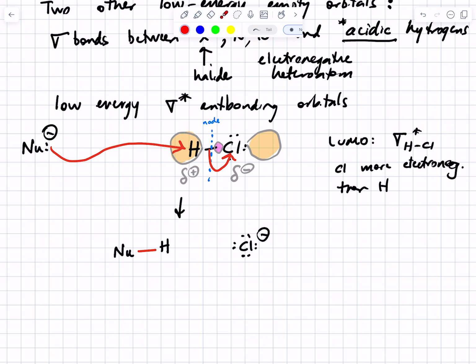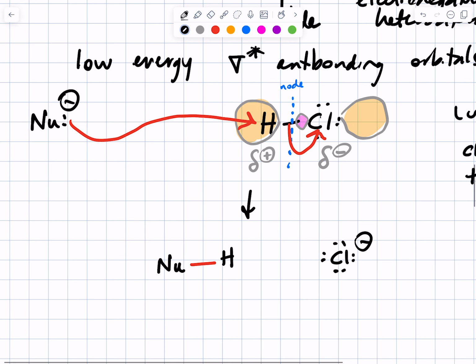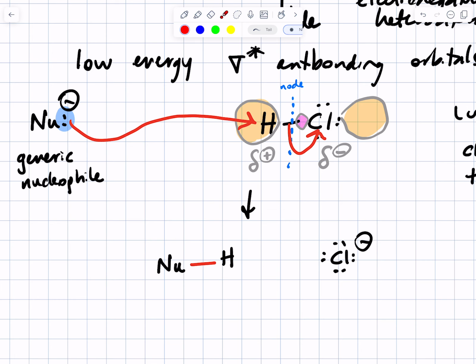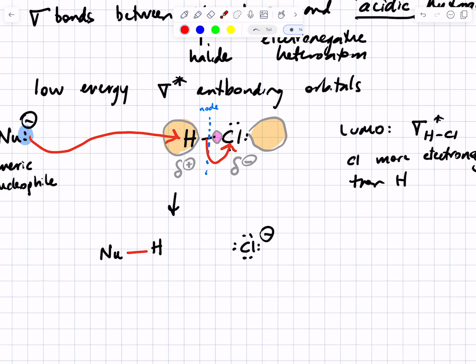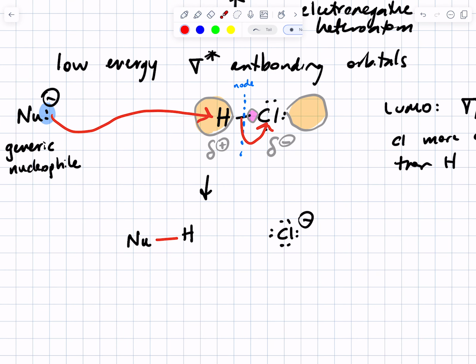Okay, so the N here represents a generic nucleophile, and the two dots and the negative charge just say, hey, this thing is really electron rich, and that lone pair is the HOMO of the nucleophile, whatever it is. And so then it goes and kicks out chlorine and bonds with the hydrogen, and donates the bond between those two, donates the lone pairs.